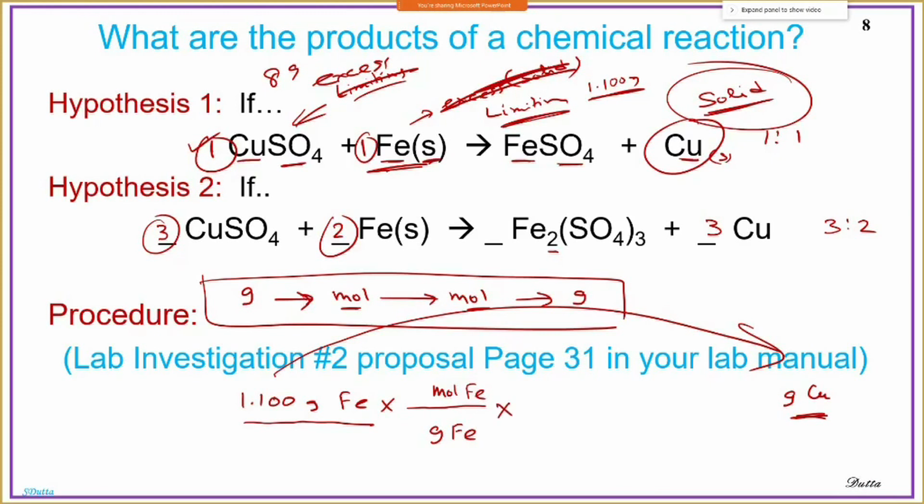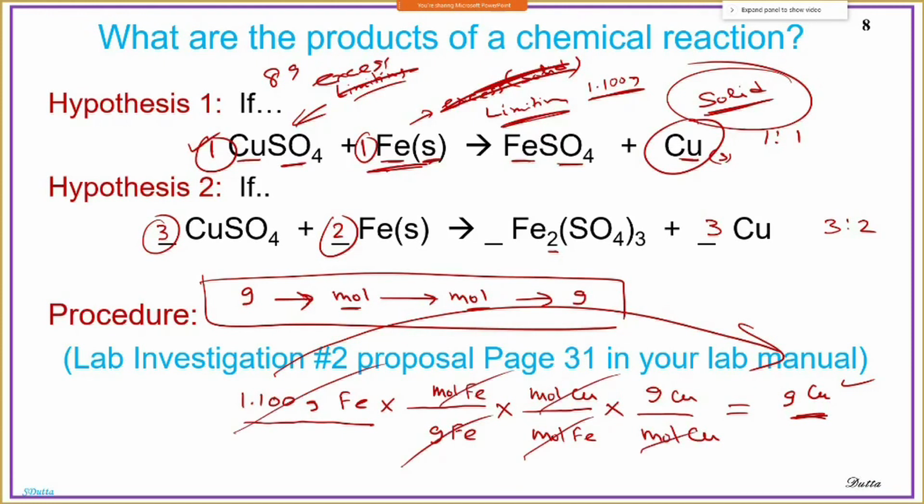Then I have to cancel out the moles of the iron, so moles of the iron has to be on the bottom. What has to be on the top? Moles of the copper. Because that's your goal. But you don't want moles, you want the amount in grams. So the moles of the copper can be cancelled out if I put it on the bottom of the next conversion factor, and the grams of the copper has to be on the top. Then everything cancels out, and I have grams of copper, which I'm looking for.